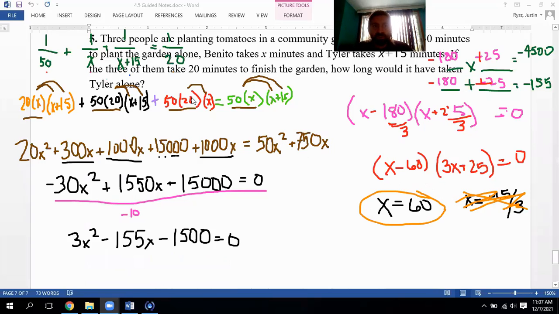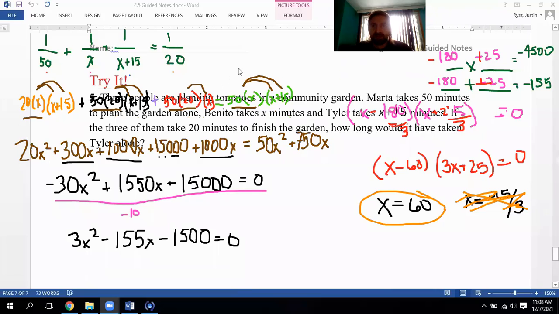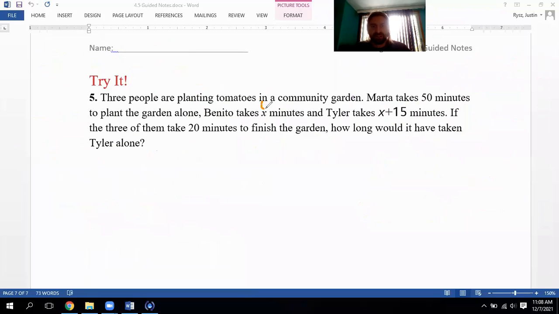Now, I believe the question says, I'm going to clear this off here. All right, so x is 60, so it would take Benito 60 minutes, and it would take Tyler 60 plus 15, meaning it would take Tyler alone 75 minutes, an hour 15, to get the garden done alone. All right, guys, so I redid this video. Hopefully you don't even notice the transition. Well, you probably noticed the transition, but it was just a mistake at the end.